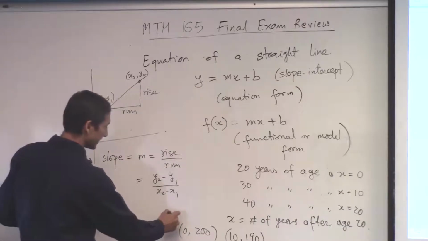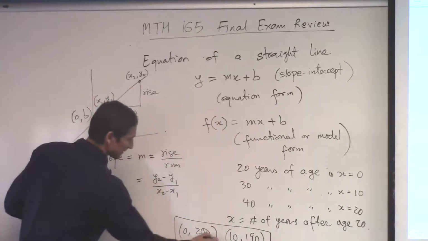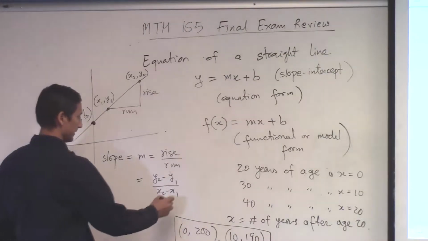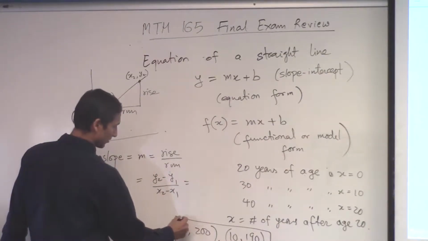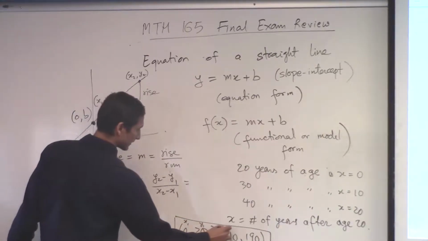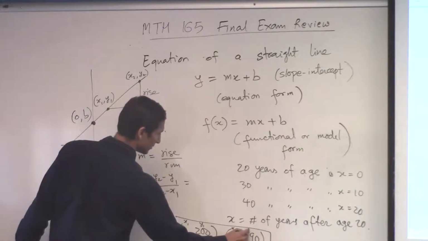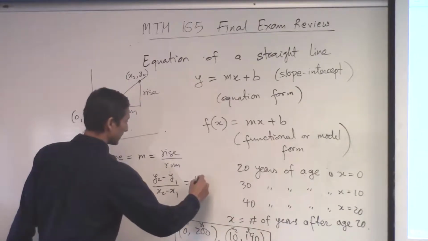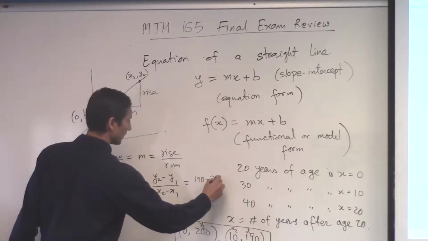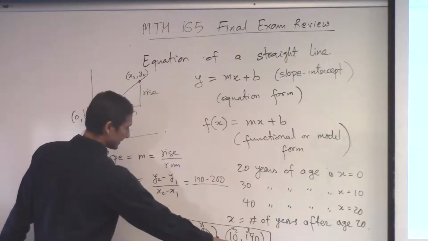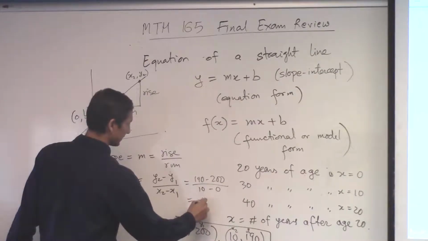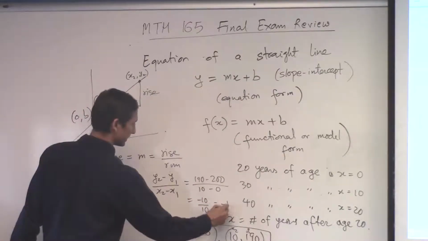Once you have any 2 points on the line like this, we can use this formula to find the slope. Let's call this x1, y1, and this x2, y2. Then y2 minus y1 over x2 minus x1 is 190 minus 200 over 10 minus 0, which is negative 10 over 10, which is minus 1.